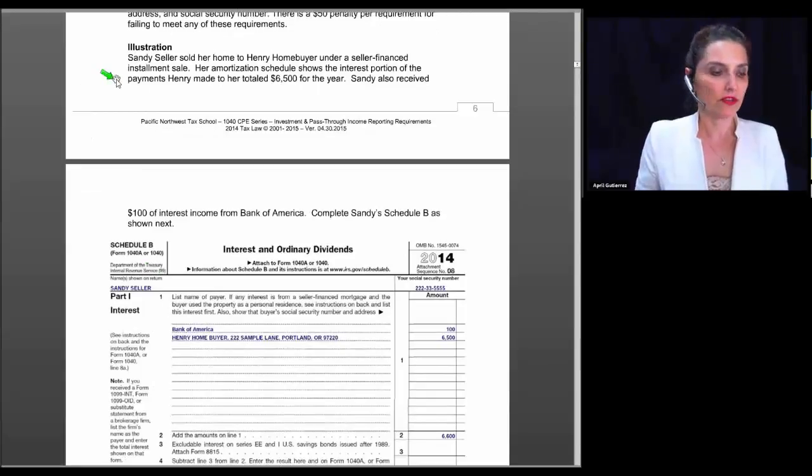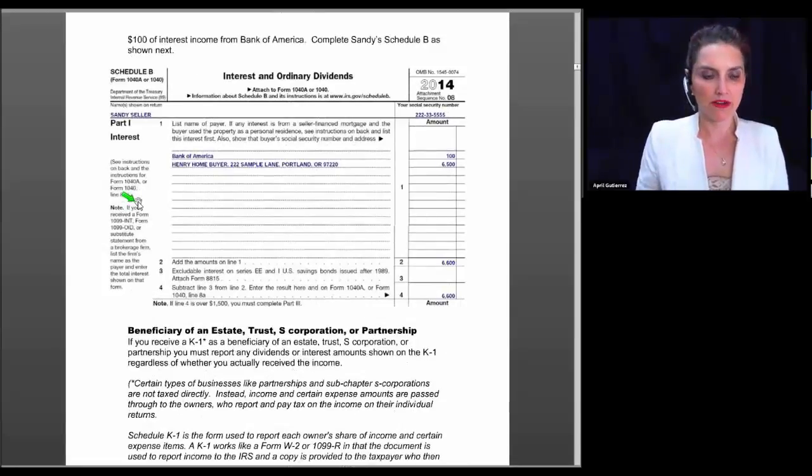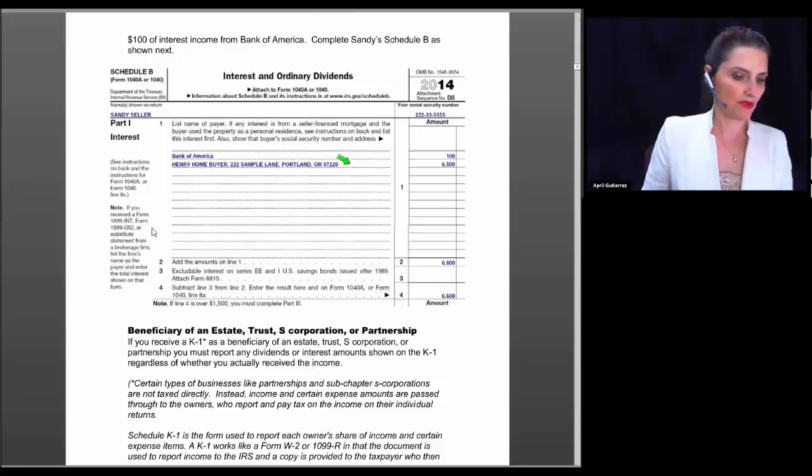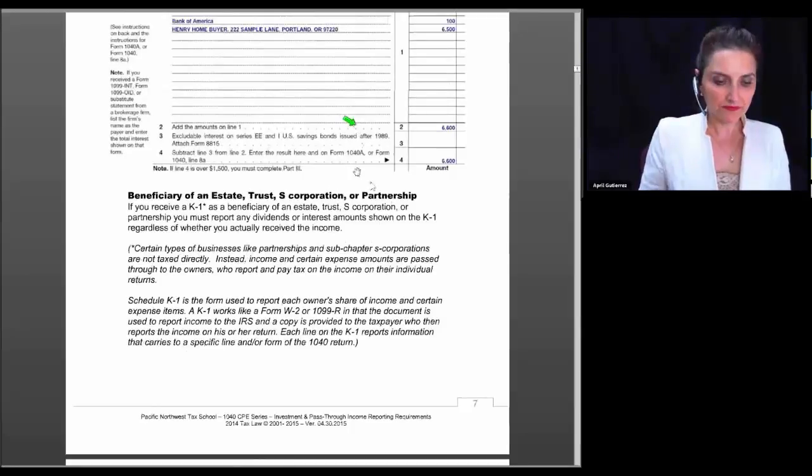I have an illustration here. Sandy Seller sold her home to Henry Homebuyer under a seller-financed installment sale. Her amortization schedule shows the interest portion of the payments that Henry made to her, and that they totaled $6,500 for the year. She also received $100 of interest income from Bank of America. Complete her Schedule B as you see here. So we have Bank of America, $100 of interest income, and then we list the buyer's name. He's Henry Homebuyer. He lives at this address on Sample Lane, and his Social Security number should be in here as well. I left that off, but Social Security number needs to be in there. And then we total up the interest amount and report it to IRS this way.